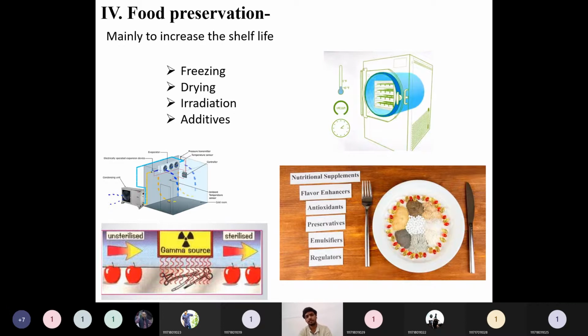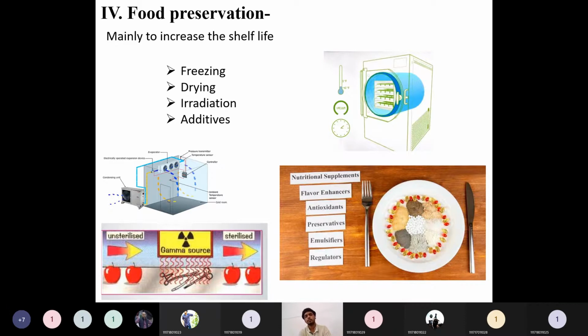Then irradiation. Radiation is the source of energy which is coming from some source. But when this radiation source falls on something and changes something inside that physical body, it is called irradiation. This irradiation has many applicabilities in industrial scales and food processing industries, because it has many advantages. We will discuss this one.